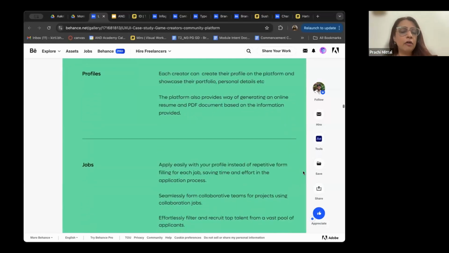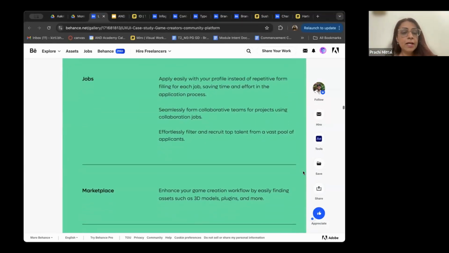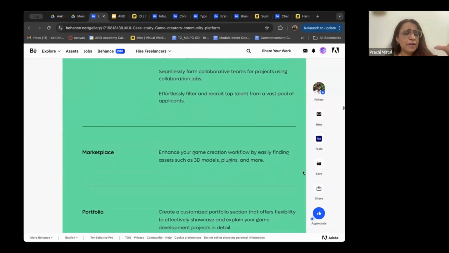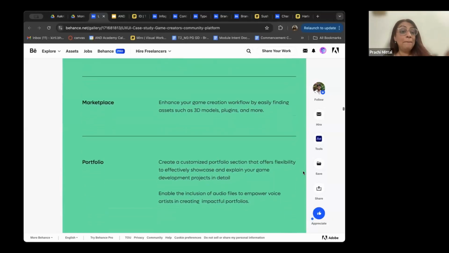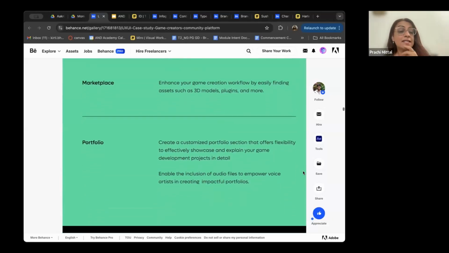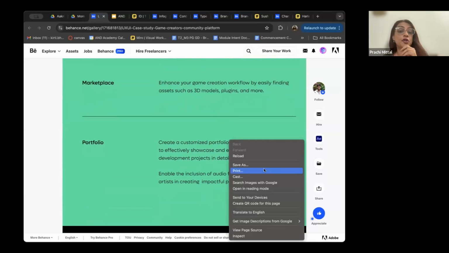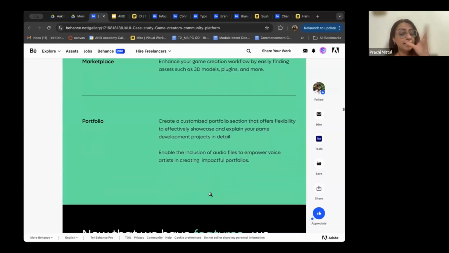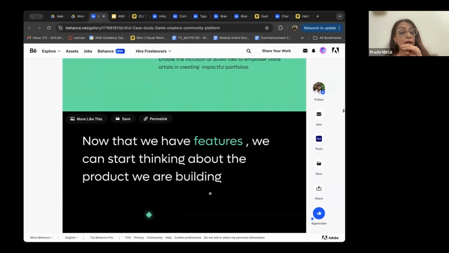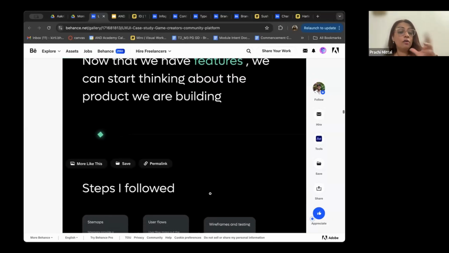So then, taking his insights, he started listing various features that will be on this platform. Let's keep scrolling now, Kirti. Yeah. So a marketplace, from where you can pick up assets, right? You should have a portfolio showcase feature, right? Let's keep moving. Now that you have features, now what do you do?